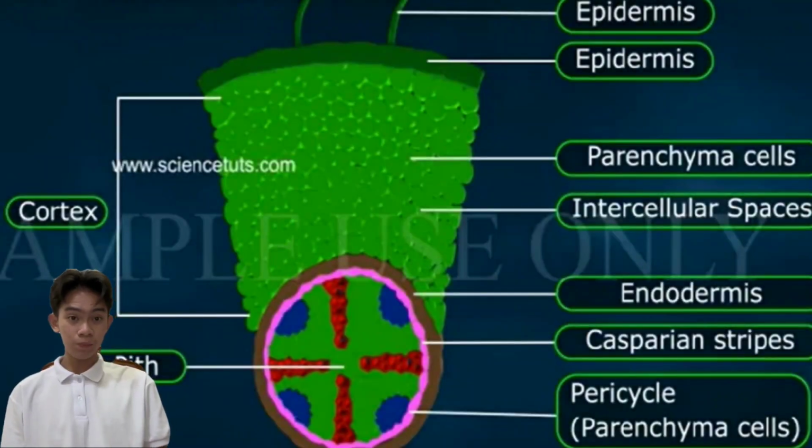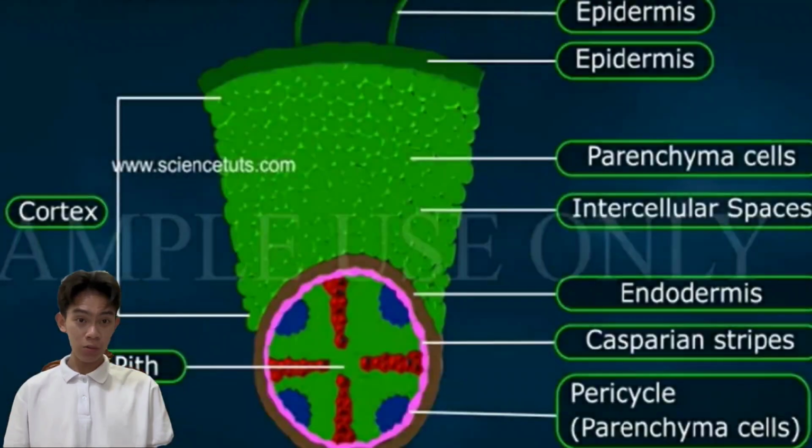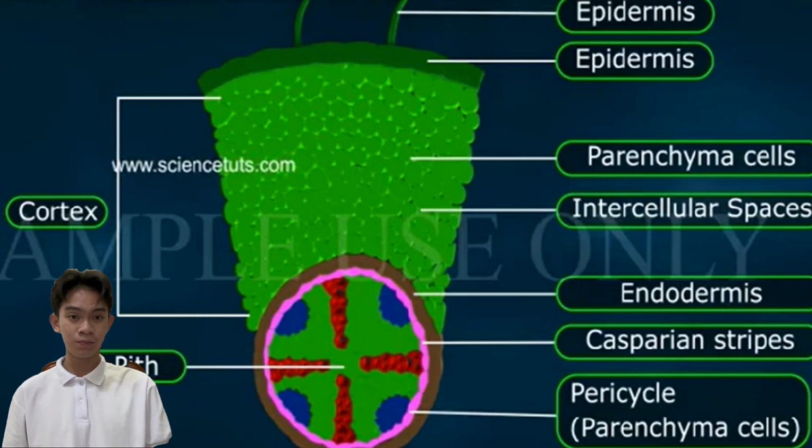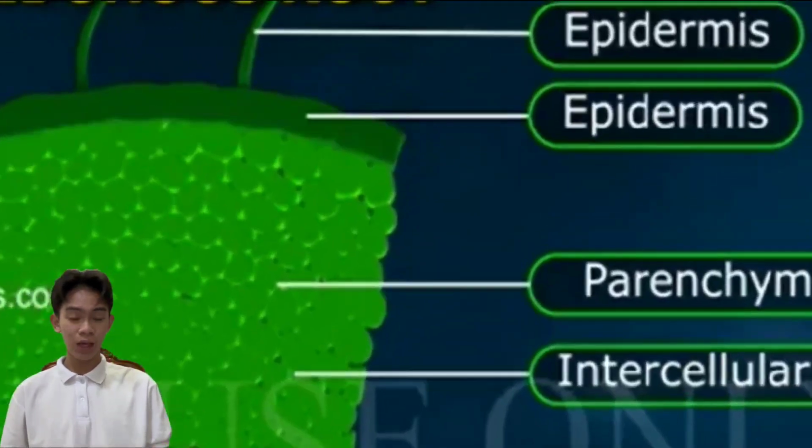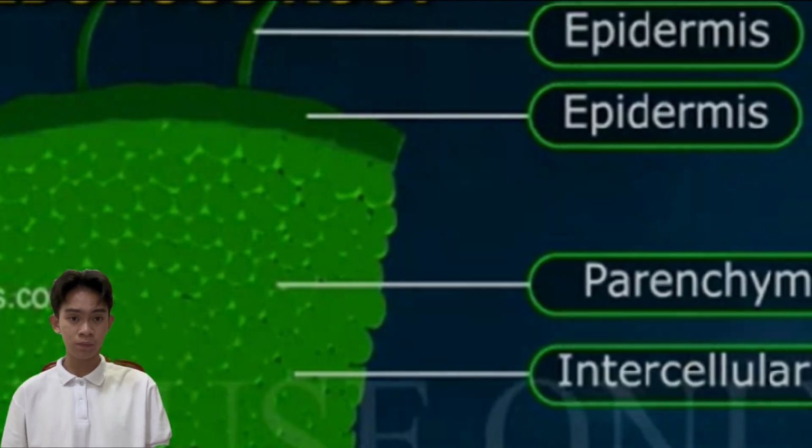Good day everyone. So I will be discussing the root anatomy. Dermal tissue. Dermal tissue covers and serves as a protection of the plant. Epidermis. Epidermis is the root's outer layer of cells. This also provides protection and absorption.